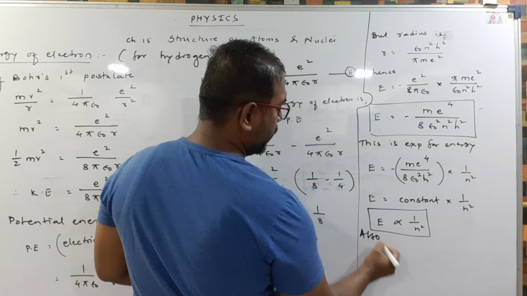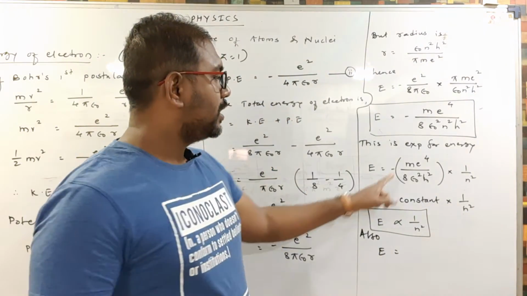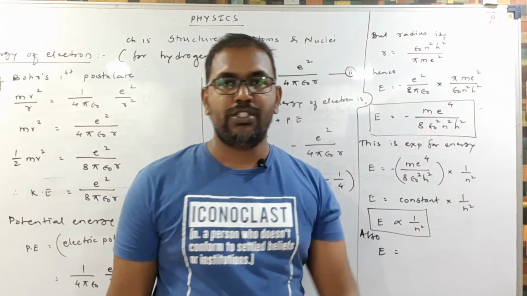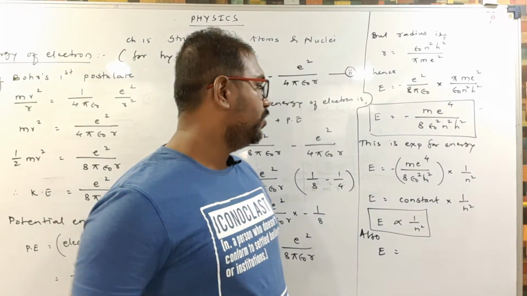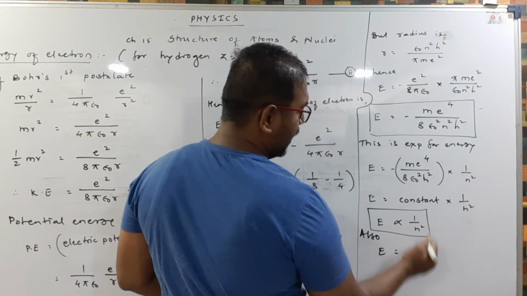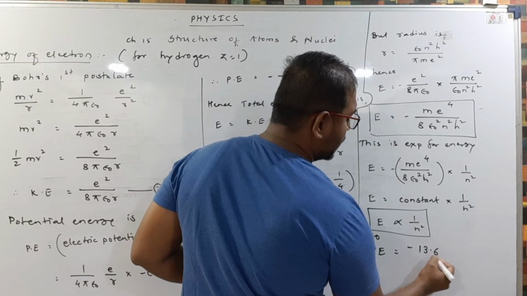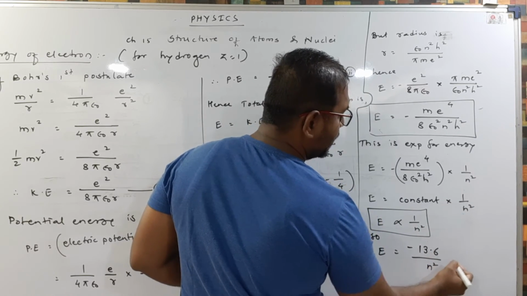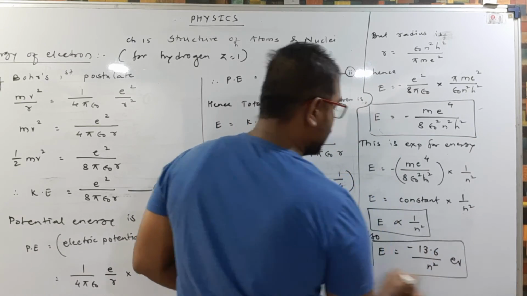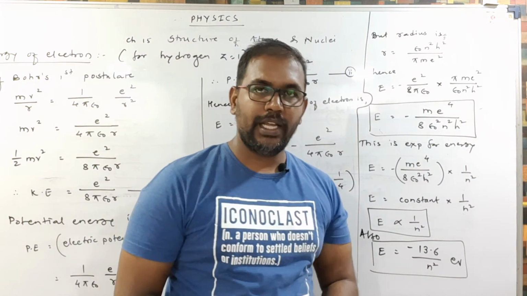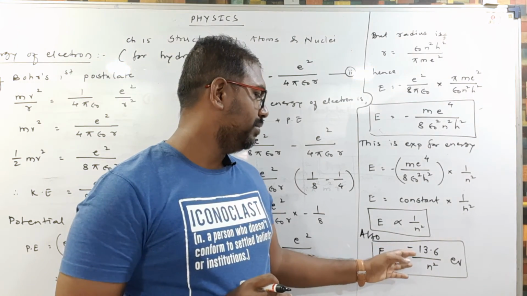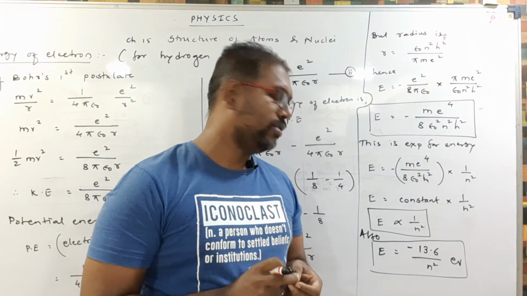So here, this is the energy article. Also, we write E is equal to. This m is constant, e is constant, 8, epsilon 0 and h square, everything is constant. If we substitute all the values and do the calculation, then the minus sign remains as it is, then it comes 13.6, and this n square I am writing as it is. This energy is in electron volt. So the energy of electron is given by this formula: minus 13.6 divided by n square electron volt.